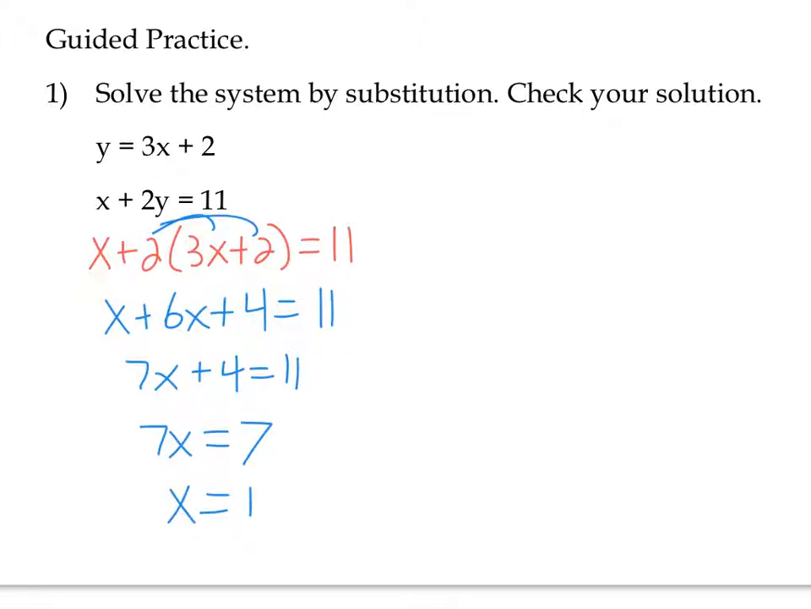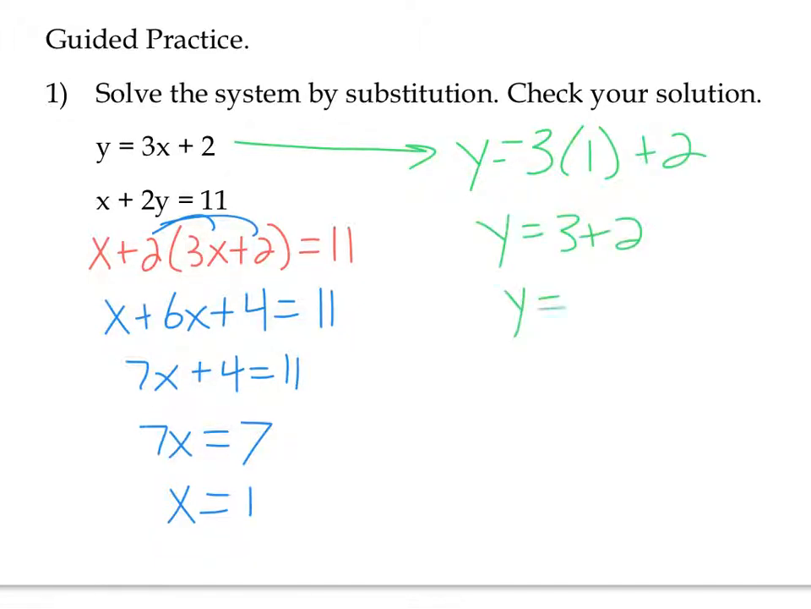Now that I know what x is equal to, I can take that value for x and I can plug it back up in here to find out what y is equal to. So I'm going to take this equation here, and I'm going to write it out as y equals 3 times, we know x is equal to 1 because we just solved for it, we plug that in for x, and now we can get y equals 3 plus 2, and we get y equals 5. So the solution for our system is an ordered pair (1, 5).